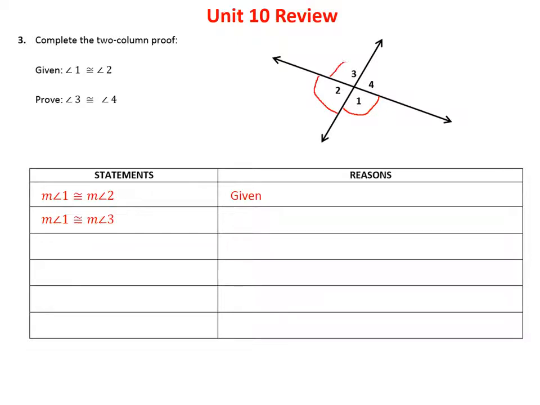Now the next thing I want to look at is what other things are equal. Well, notice that angle 1 also equals angle 3. How do I know that? Because you see they're across from each other. They are vertical angles, by the vertical angle theorem. All right. Likewise, I know that angle 2 equals angle 3.